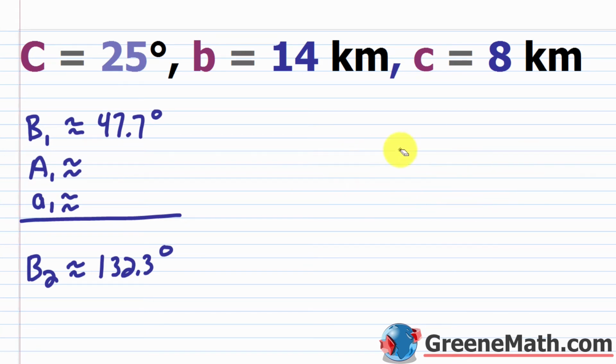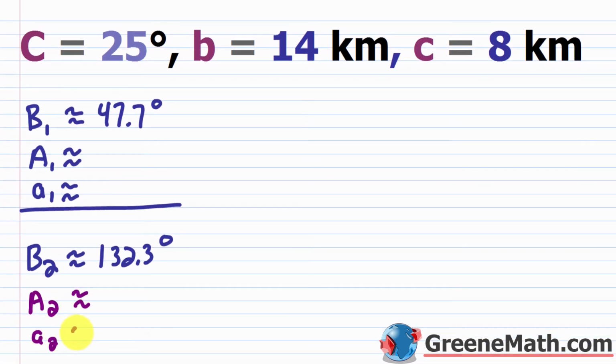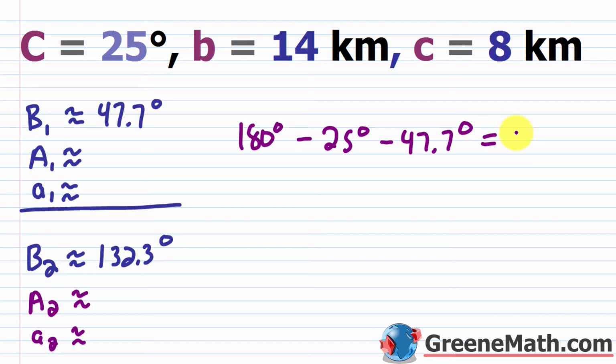Okay, so let's erase this. Let me also add down here, I'll put A sub 2, okay? And I'll put lowercase a sub 2 like this. So let's work on this first one here. If I want a sub 1, all I need to do is go 180 degrees minus 25 degrees minus 47.7 degrees. So this is going to give me 107.3 degrees.